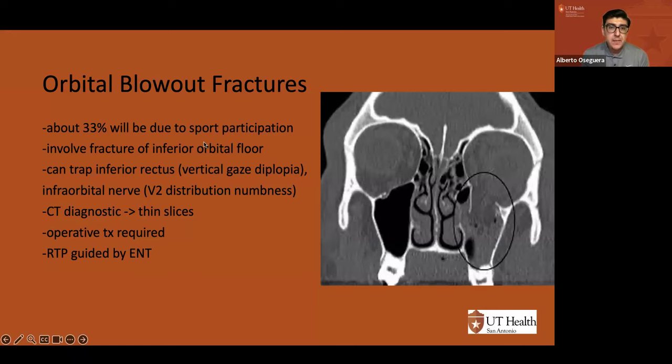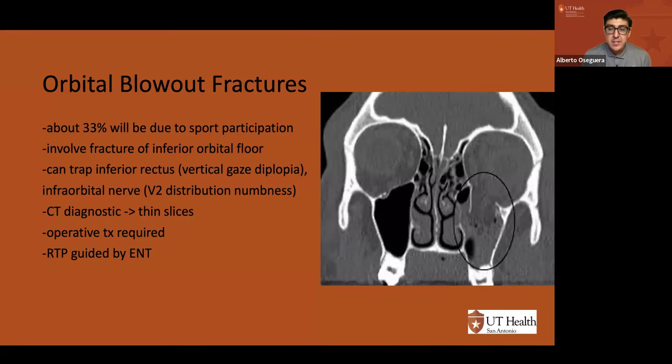The exam will be important to evaluate for extraocular movements, because sometimes there can be trapping of the inferior rectus muscle. So when you have them look up, they will complain of double vision. They can also have infraorbital nerve disruption. So they'll have some kind of numbness in their cheek area, and that can be indicative of an orbital blowout fracture.